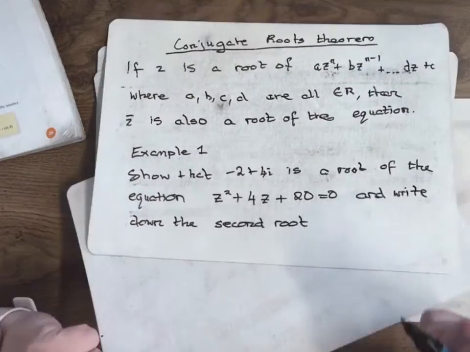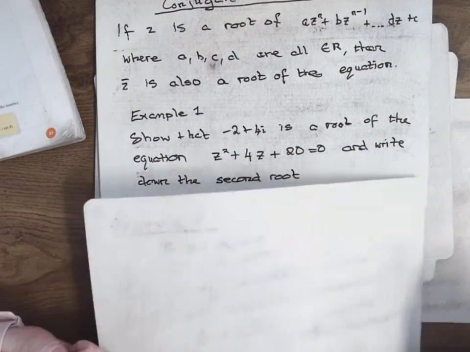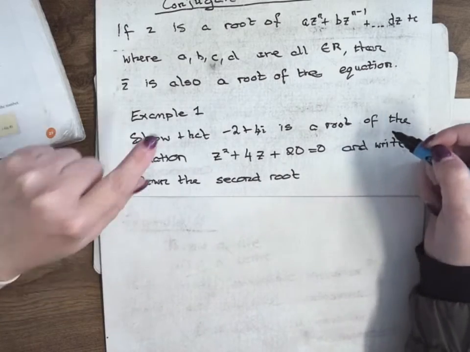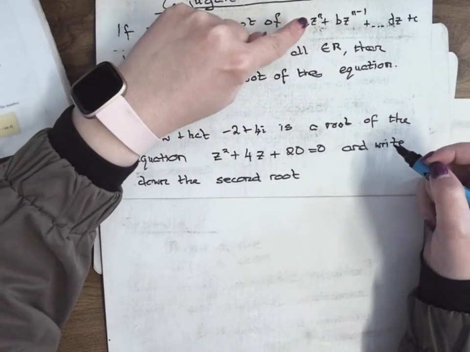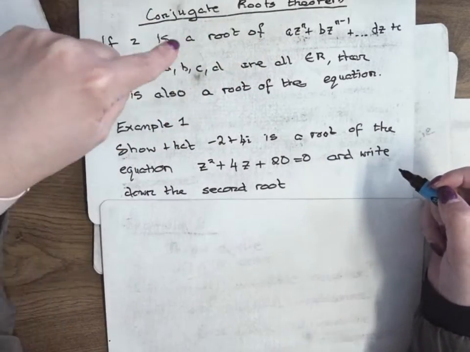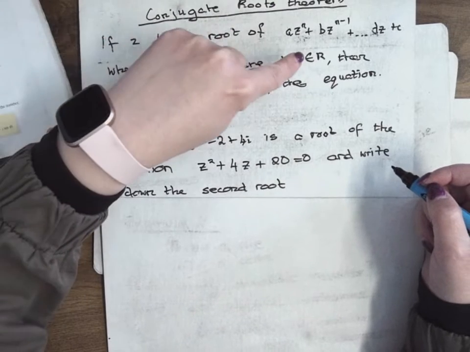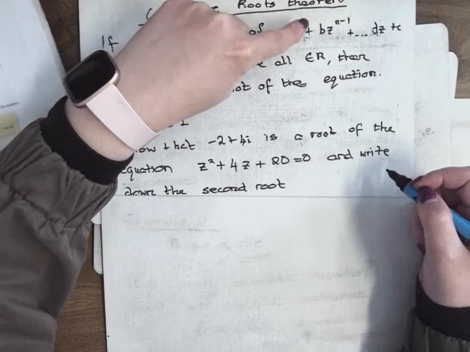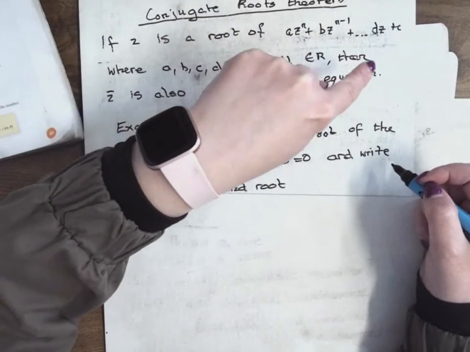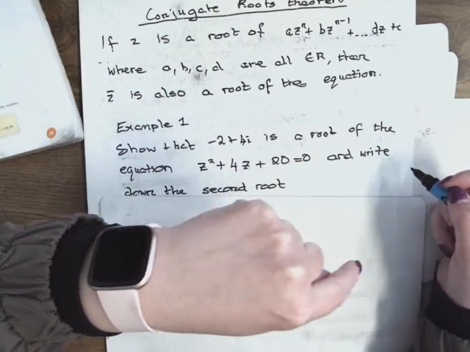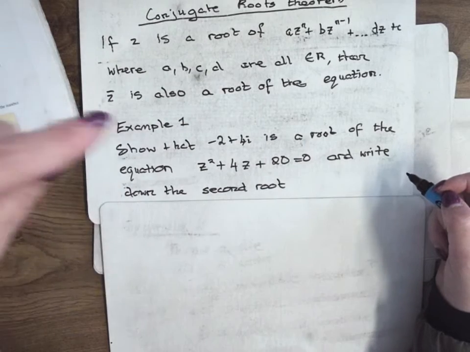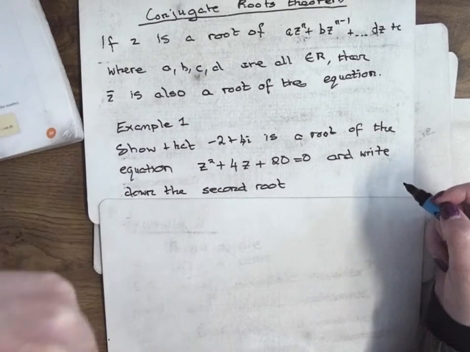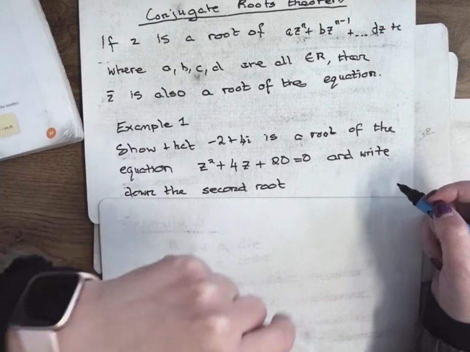So, show that minus 2 plus 4i is a root of the equation z squared plus 4z plus 20 equals 0, and write down the second root. Right, with the conjugate roots theorem, if you have an equation z to the power of something, like z cubed plus something z squared plus something z plus a number, or z to the power of 5 plus something z to the power of 4, plus something z to the power of 3, plus z plus a number, okay?